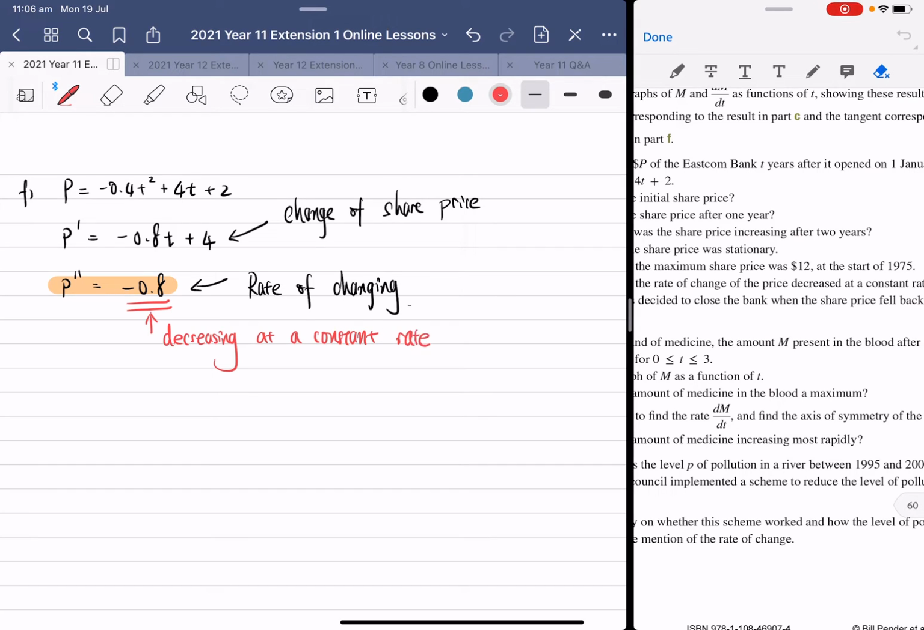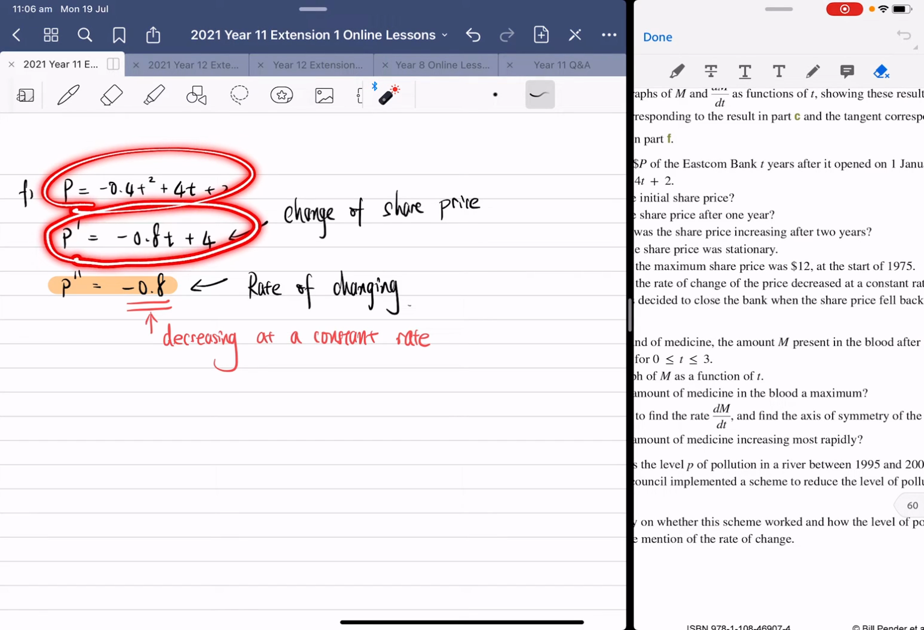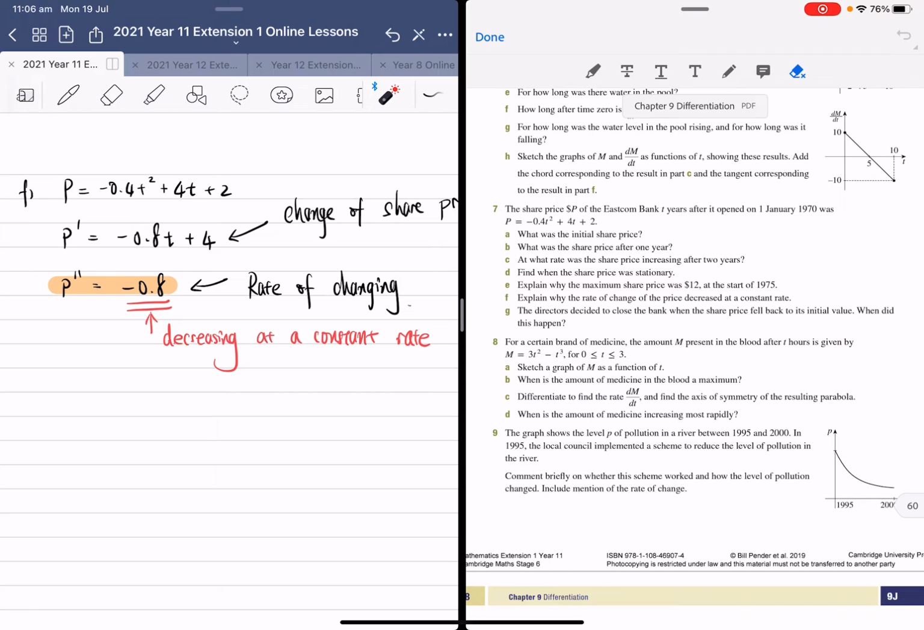Let me know if you don't understand this kind of idea. I'll explain to you again one more time. Just please remember this. That is the share price. This is the change of share price. And this is the rate of change of the share price. Okay, all right. The last one is question G.